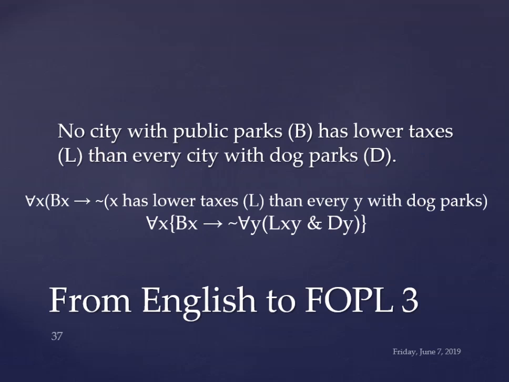Perhaps a more intuitive way of doing that would be this. This is another way of saying this. You could say there is no x such that x has public parks and x has lower taxes than every city with dog parks. The main theme of this is you have to figure out what type of proposition this is.